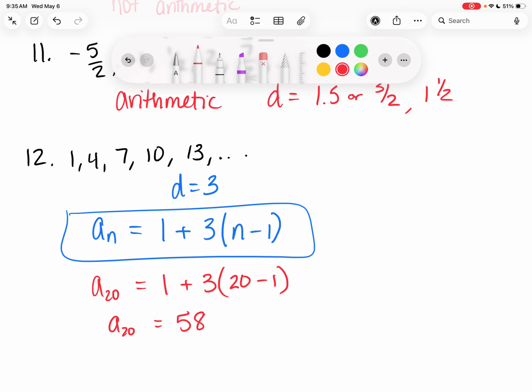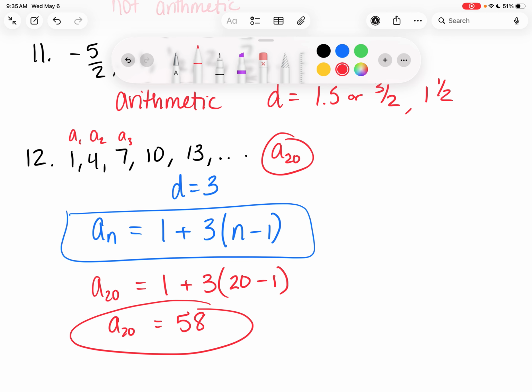Is it a sub 20, like from 1 or from the last number we have? It's from the first. So this is a sub 1, a sub 2, a sub 3, so on and so forth. So it just keeps going all the way out till you get to a sub 20, which is what we're trying to find. Okay.